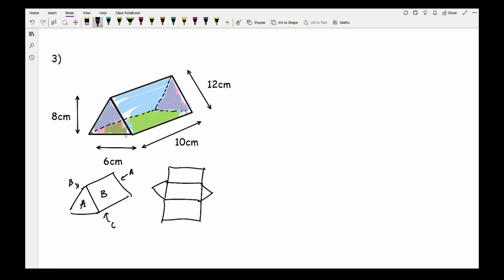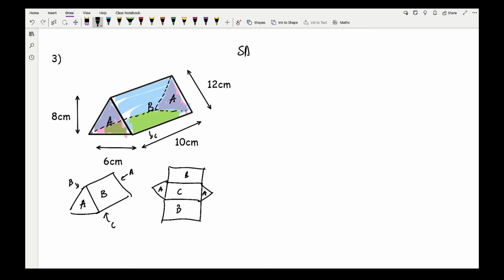Now your nets don't need to be a work of art, but it's just a case of working through it. So if I label the triangles A, I've got this side B and the bottom C, so that's going to be C, that's going to be A, and these are going to be my 2 B's. Now with a triangular prism you are going to have lots of measurements, but that's because we need to work out the area of each of those faces.